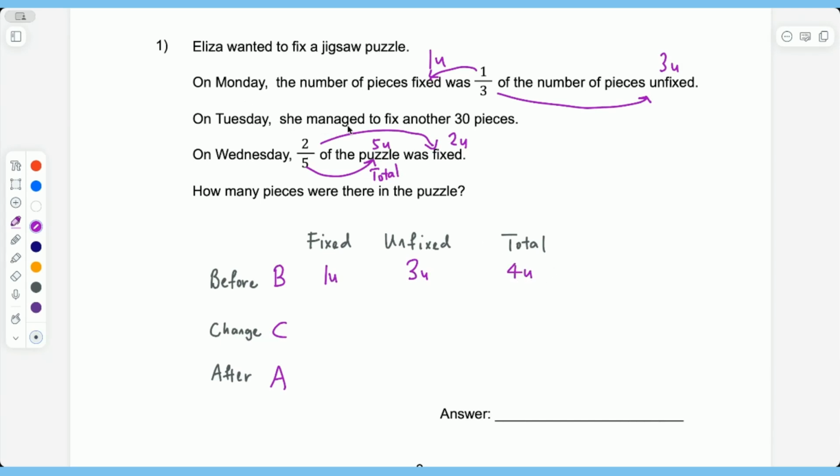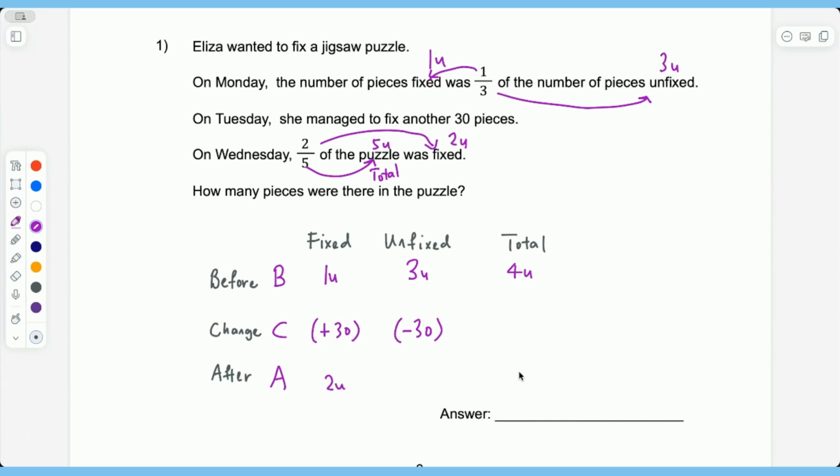On Tuesday, she managed to fix another 30 pieces. So we have 30 more pieces that are fixed, and for the unfixed, we have to minus away 30. And on Wednesday, 2/5 of the puzzle was fixed. That means 2 units is fixed. 2/5 of the total puzzle was fixed.